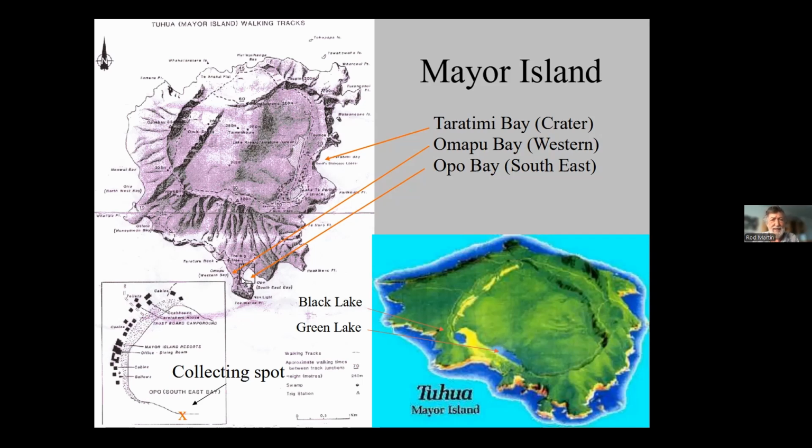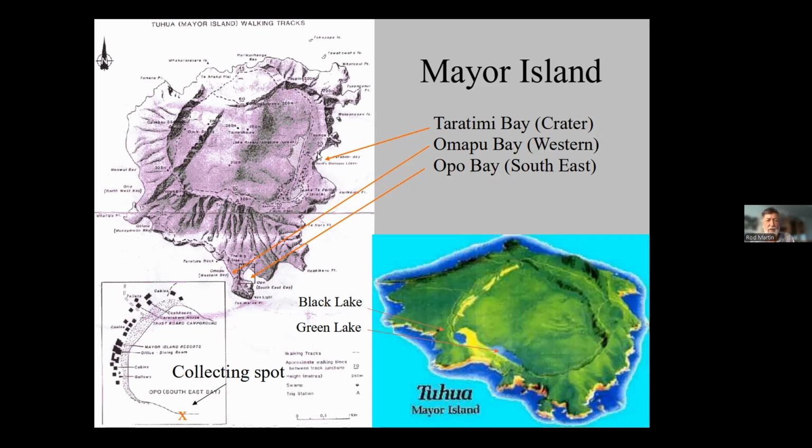The third place really of interest is over here, which is Taratimi Bay or Crater Bay. And this is not a particularly nice landing spot, but there are blocks of lava in the water that you can pull a little tin boat alongside and jump onto.